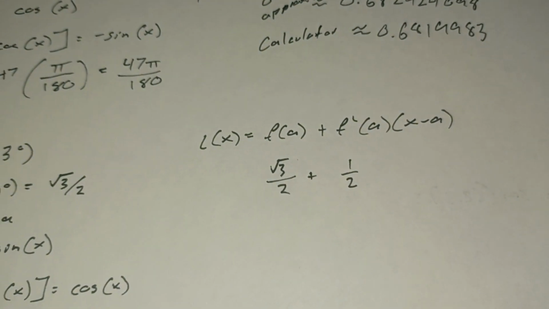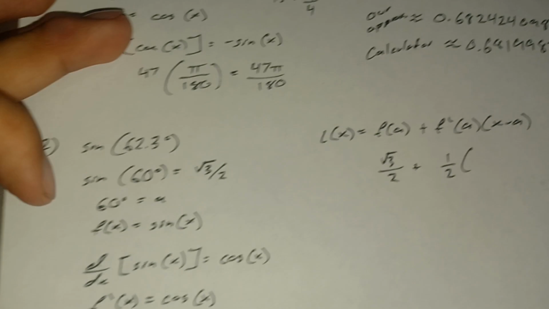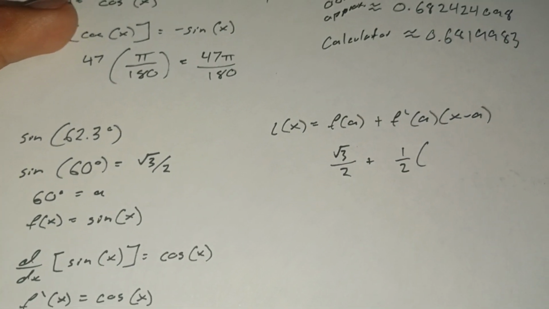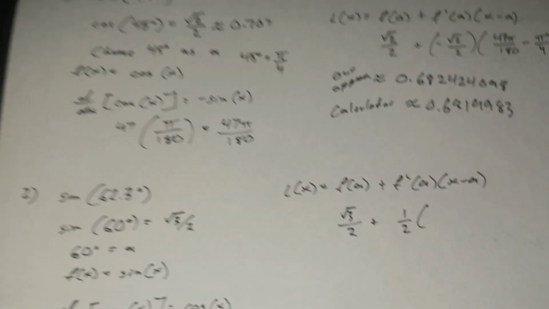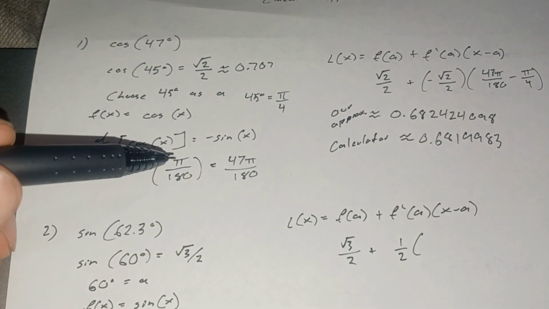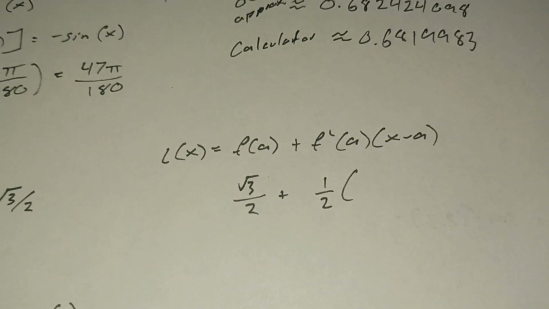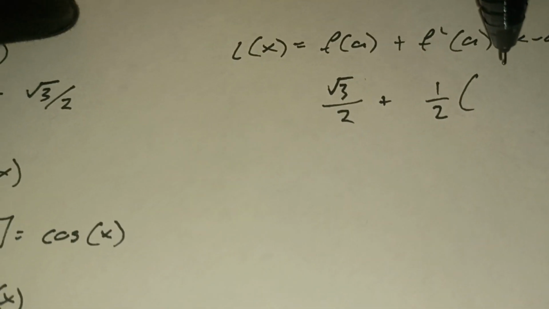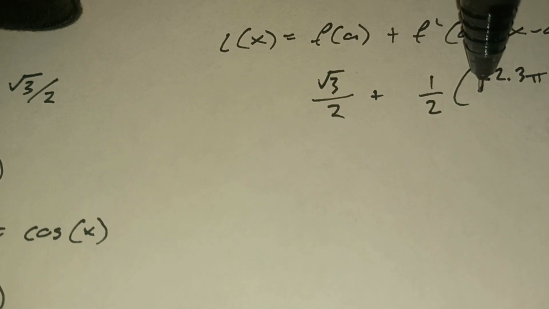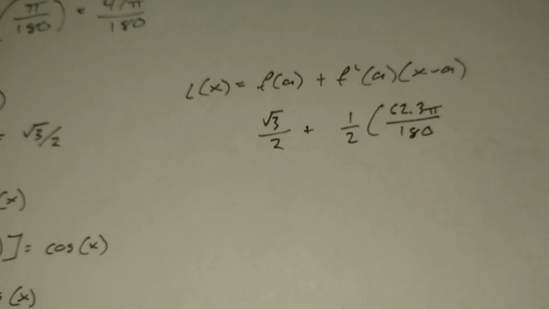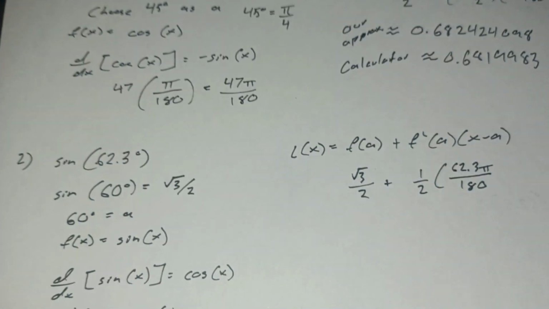So now let's subtract x minus a, which is a change in x. What is our x? Our x is 62.3 degrees. Now we have to turn our x into radians. Again, just do what I did here. Multiply by pi divided by 180, and so we can turn it into radians. That's going to equal 62.3 pi over 180, right? That's how you turn 62.3 degrees into radians, because our x is 62.3 degrees.